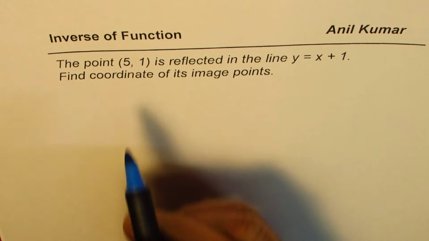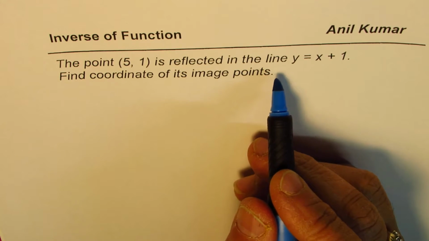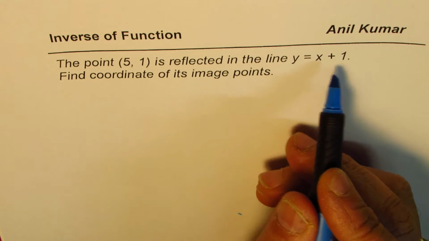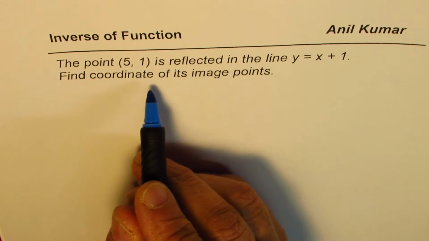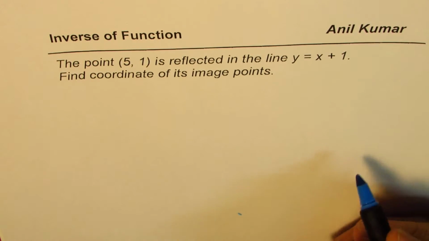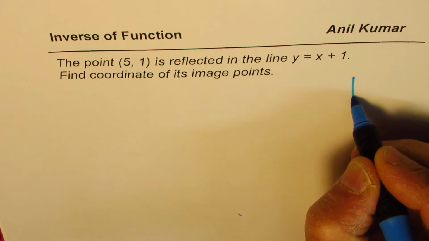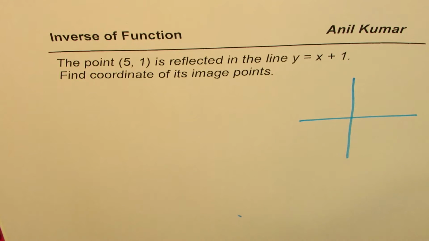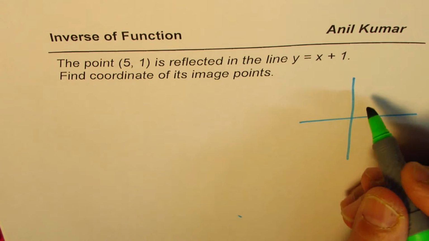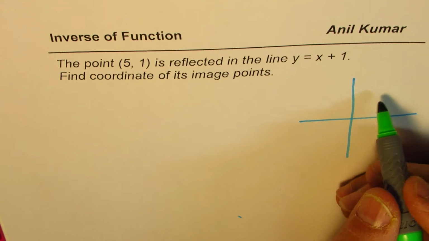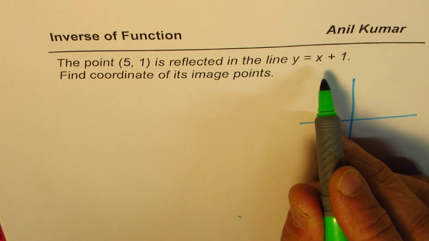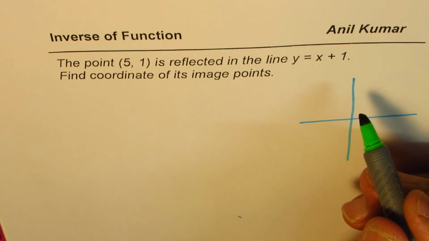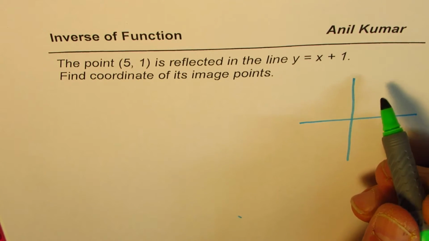The point (5, 1) is reflected on the line y = x + 1. Find the coordinates of its image point. If you really graph this, it is going to be a very simple question to answer. At present, we'll do it more algebraically, right? So let me approximately just sketch to give you an idea. From my sketch, I'm not really finding the answer, but I'm trying to explain the approach, right?